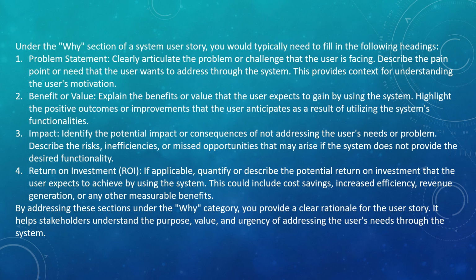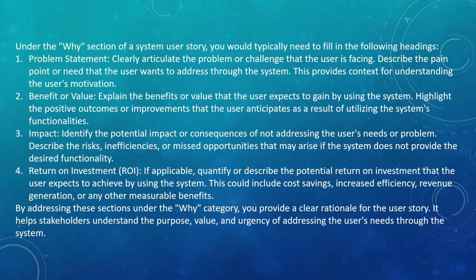Benefit or value. Explain the benefits or value that the user expects to gain by using the system. Highlight the positive outcomes or improvements that the user anticipates as a result of utilizing the system's functionalities. Impact. Identify the potential impact or consequences of not addressing the user's needs or problem. Describe the risks, inefficiencies, or missed opportunities that may arise if the system does not provide the desired functionality.